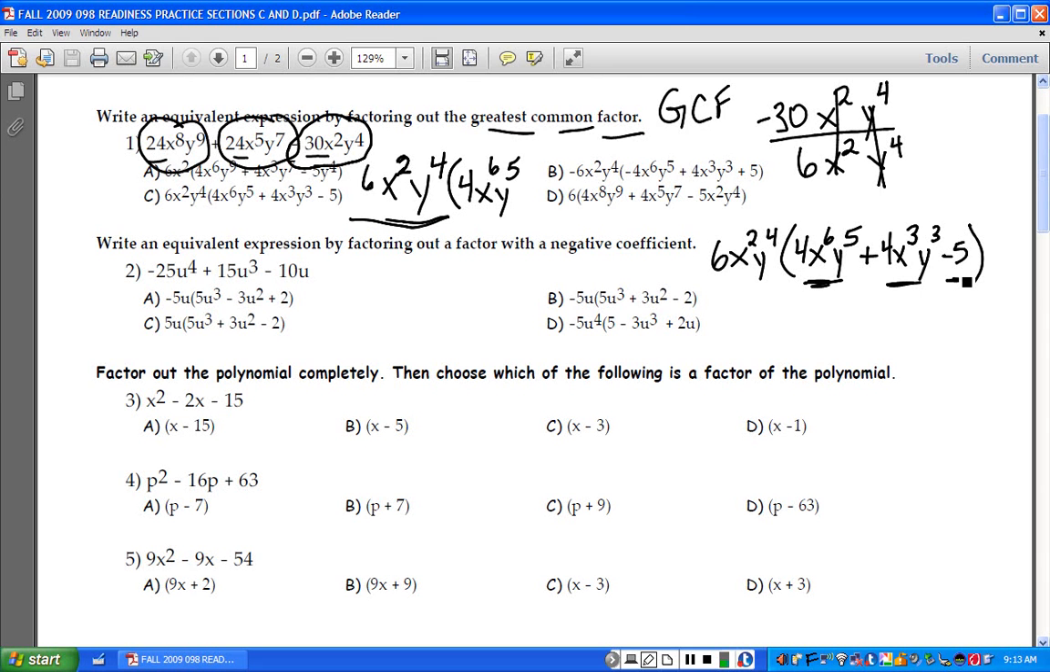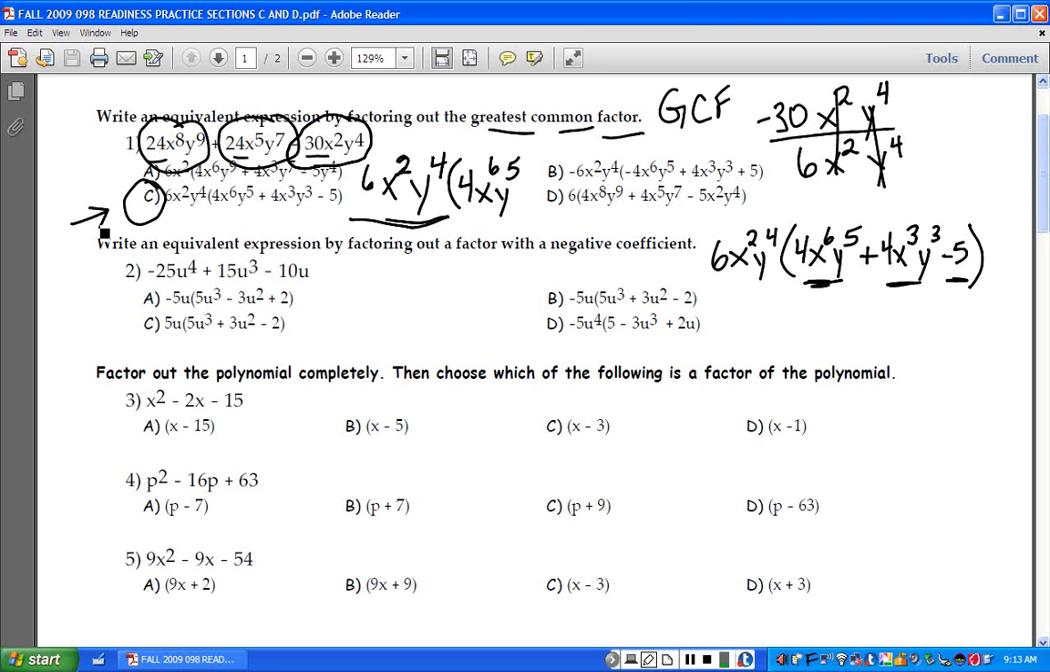So in this case, our final answer would be, let's see, 6x squared y to the 4th, times the quantity 4x to the 6th y to the 5th, plus 4x to the 3rd y to the 3rd, minus 5. So it looks like our answer would be C. Okay, so C would be our answer here.